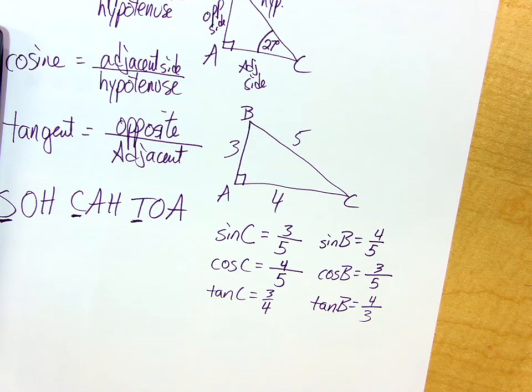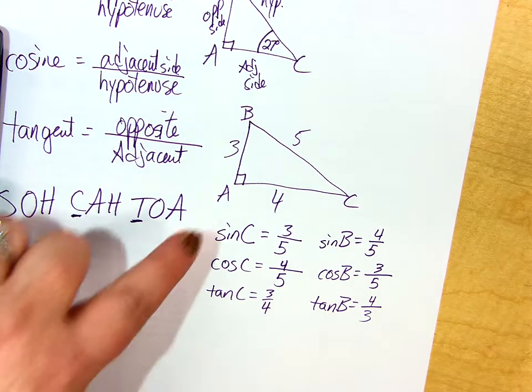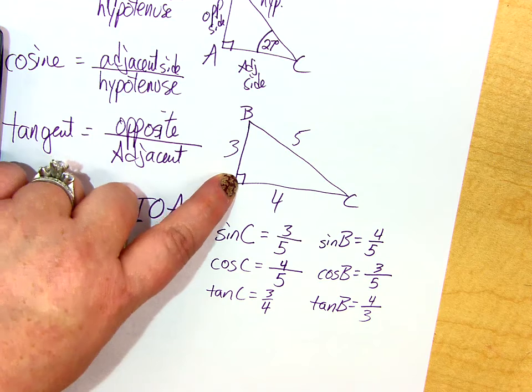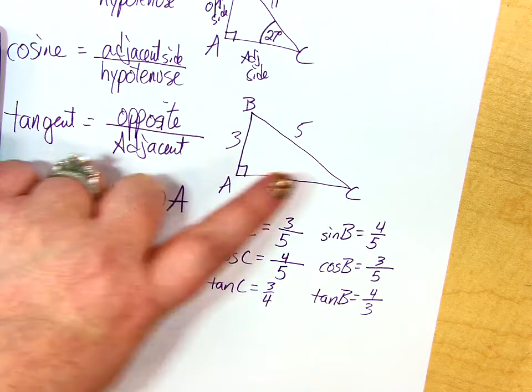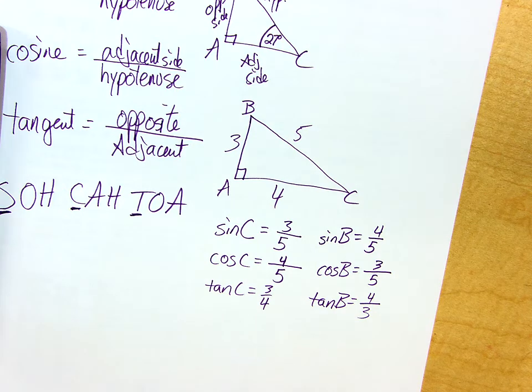We never bother with sine, cosine, or tangent of the right angle because everything kind of breaks here. Who's adjacent? Now you really have two sides, and your opposite side is the hypotenuse. So we're never going to ask you about sine, cosine, or tangent of the right angle. Just the other two.